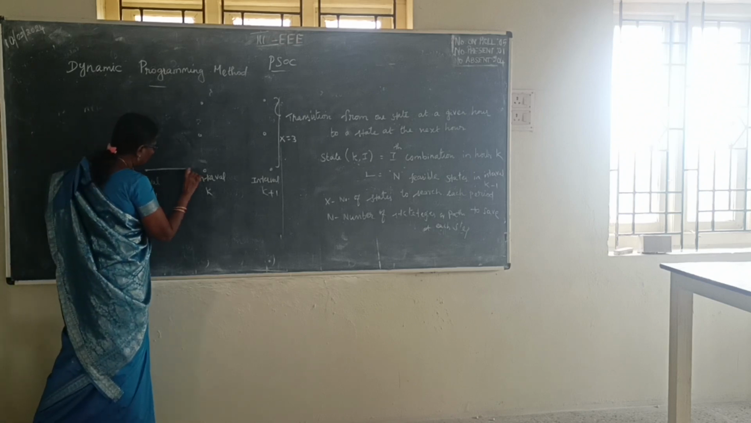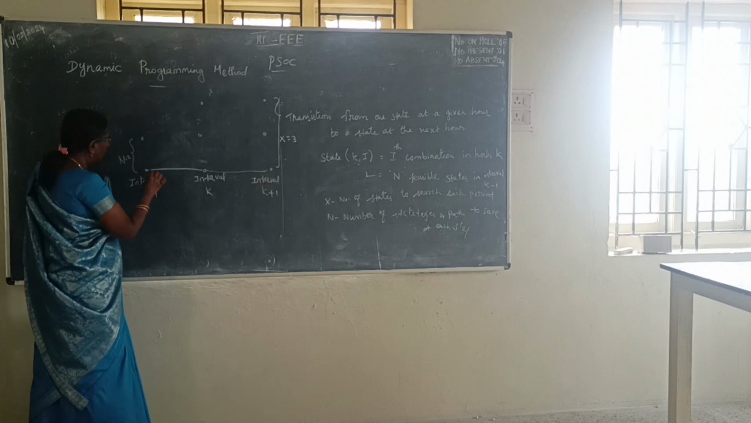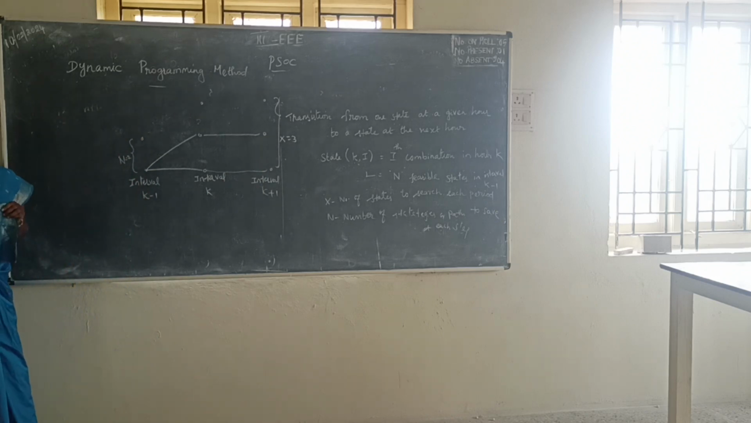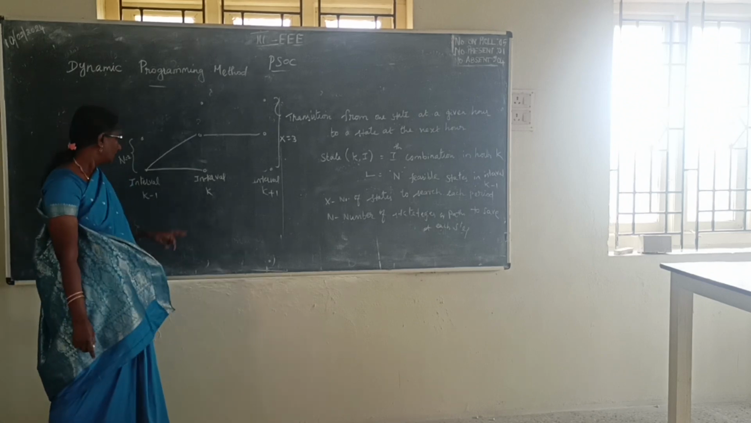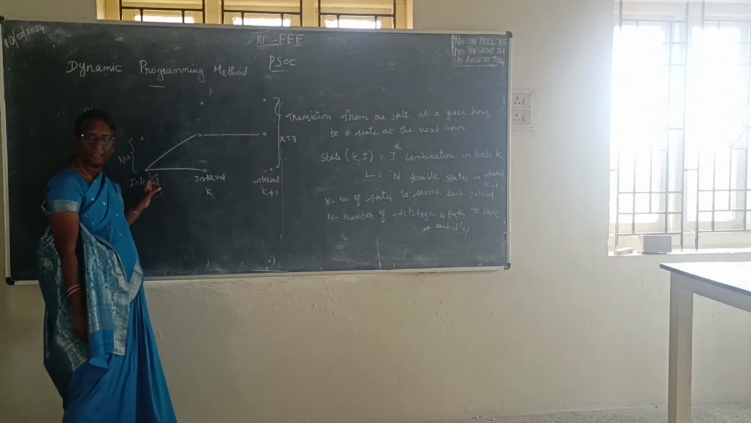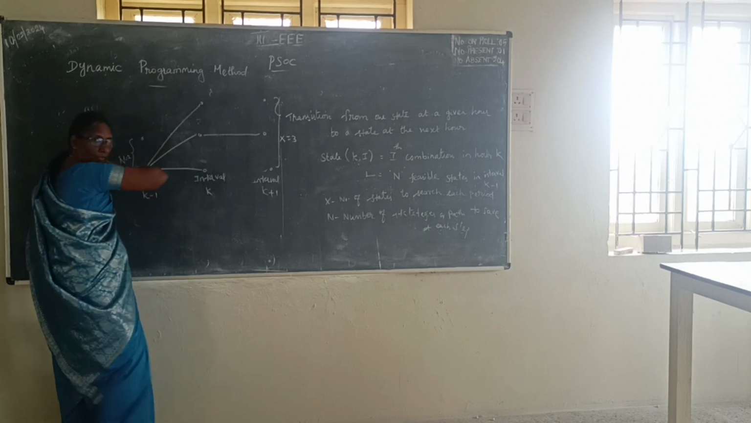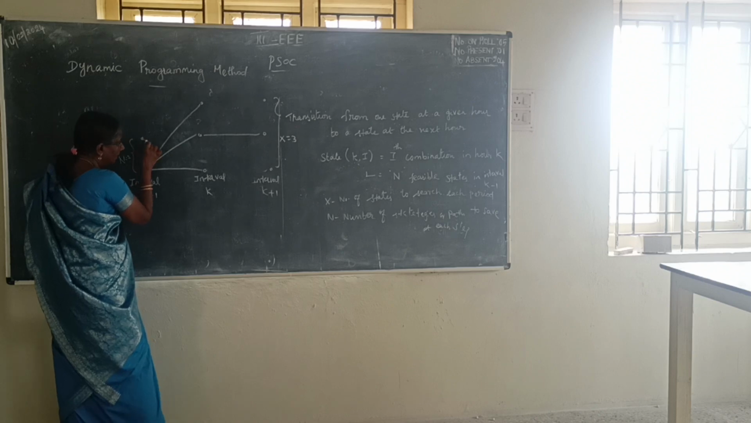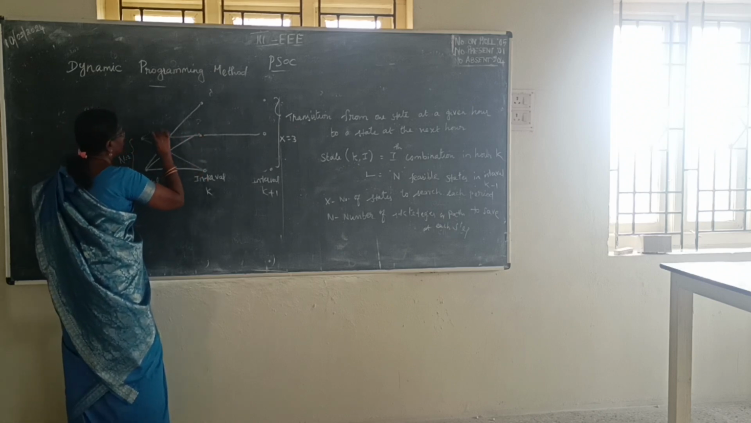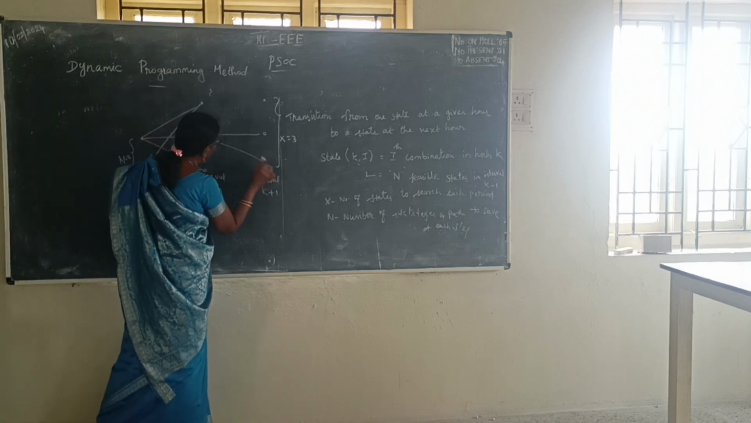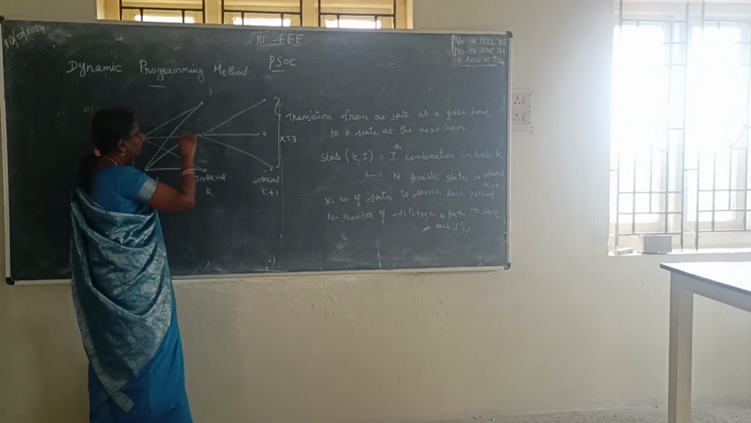This is one path. Then this is another path. The path may be any one. So here, consider in the interval unit 1. This is one path, you can take this one or this one. Similarly, for this unit, this may be another path. Similarly, here this may be another path.